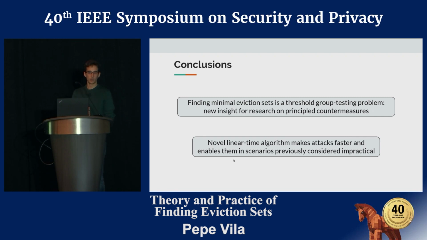So, as a conclusion, some final remarks. The most important one, I think, is that finding minimal eviction sets is a threshold group testing problem. And this provides an important insight for when we try to think about principled countermeasures. There are also some variations of threshold group testing that can be useful to improve even these algorithms more.